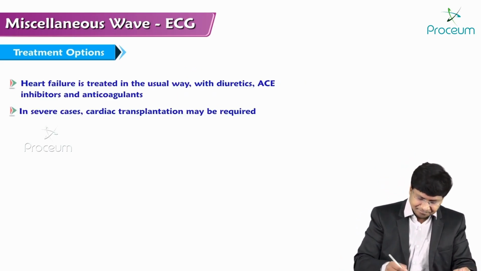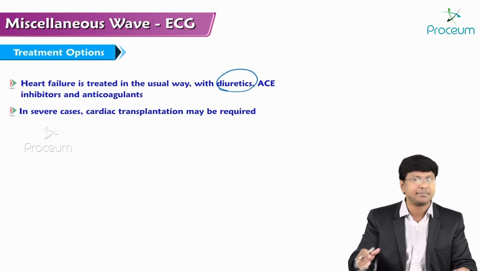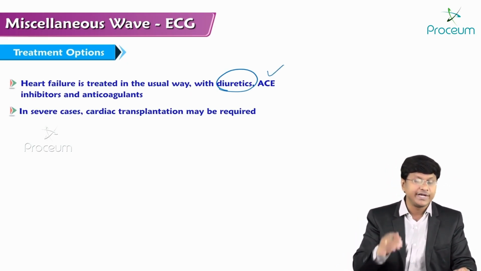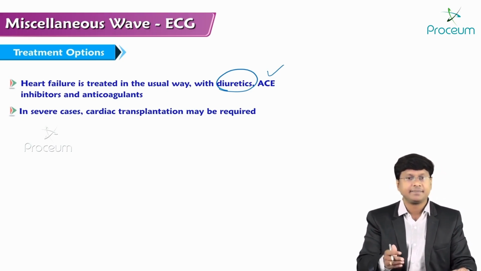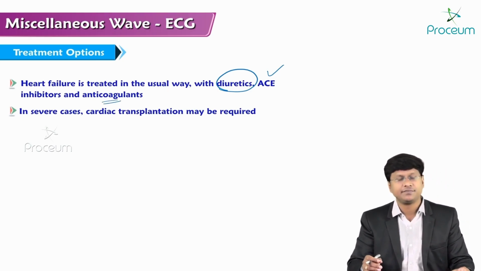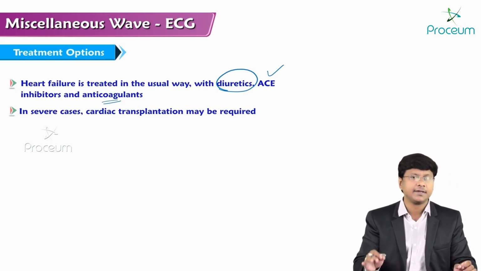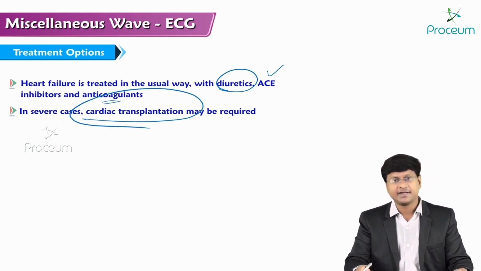Like what is that? We give diuretics, mainly the loop diuretics, mainly to reduce the pulmonary edema component. Then ACE inhibitors mainly to reduce the afterload on the ventricles, and that will prevent the development of cardiac remodeling. Then anticoagulants we give whenever there is thrombus formation secondary to severe biventricular failure. And in severe cases, cardiac transplantation may be required. So this is about the arrhythmogenic right ventricular dysplasia.